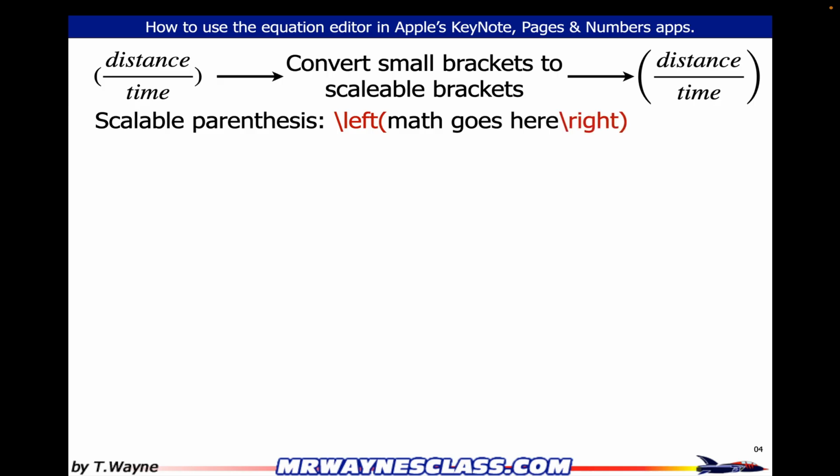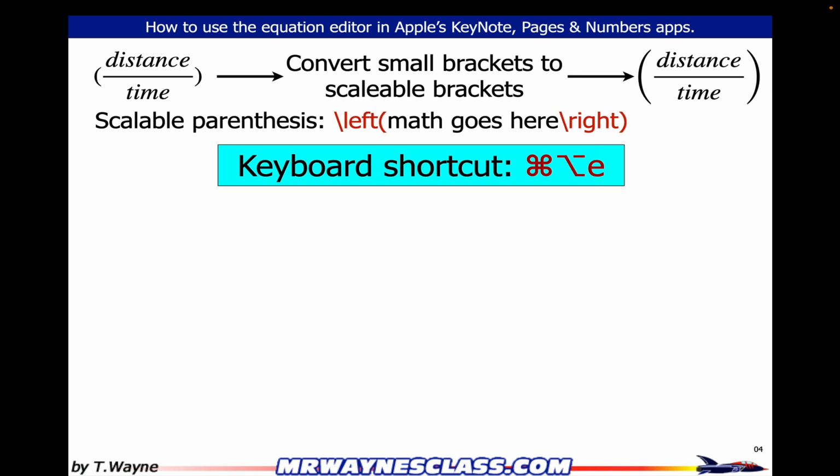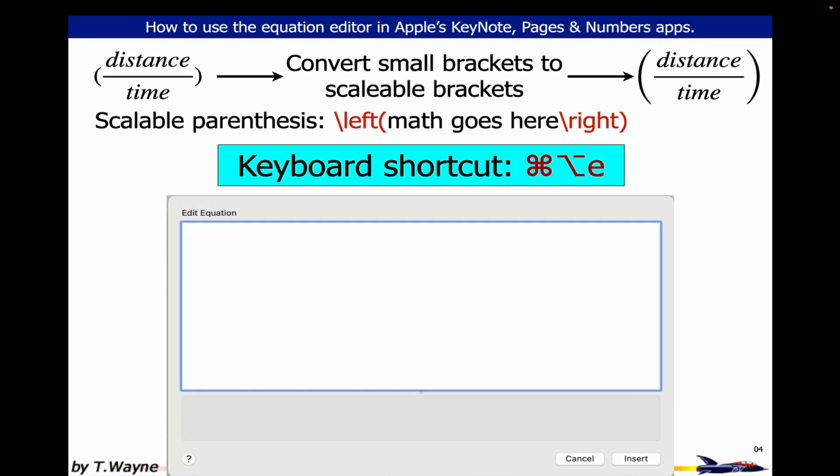Scalable parentheses, it's pretty easy. It's backslash left parenthesis, any math you want to put in there, and then backslash right parenthesis. So once I open up the equation editor, Command Option E, your screen will look like this with a dialog box. And I'll put the math in.